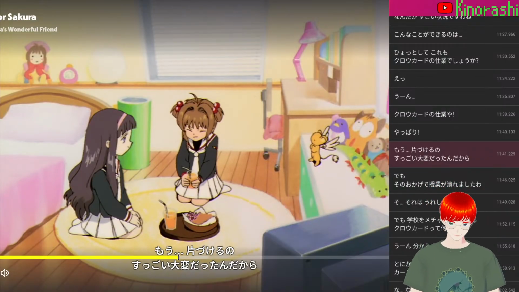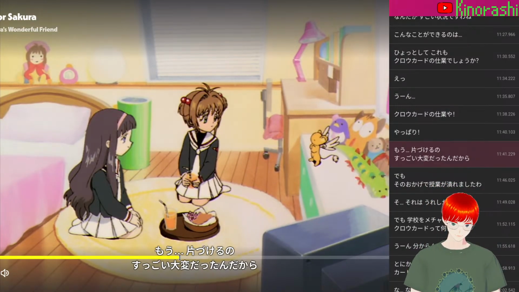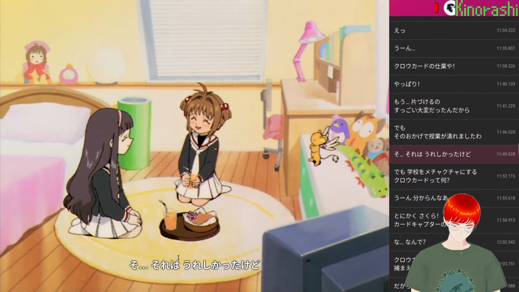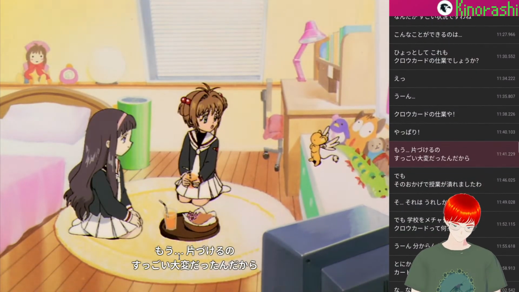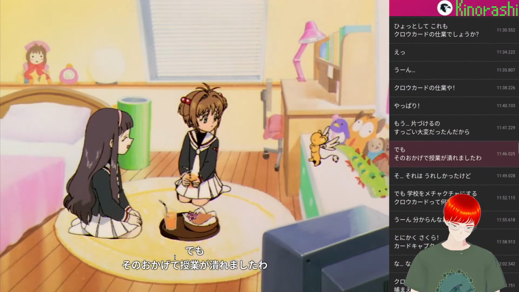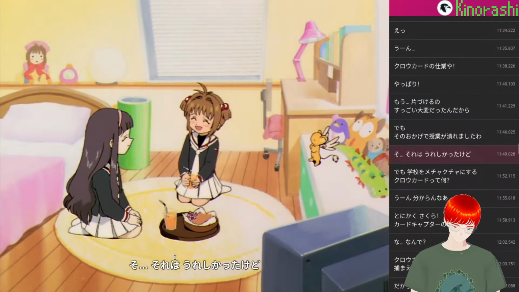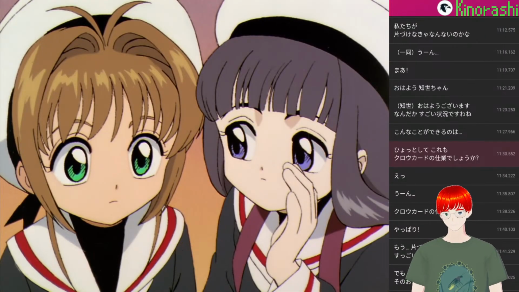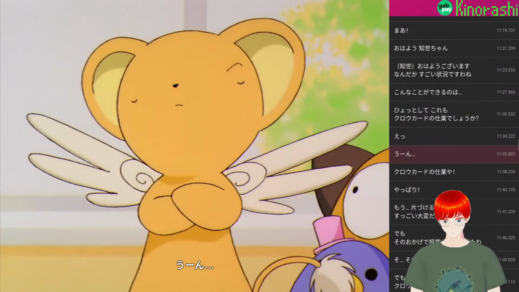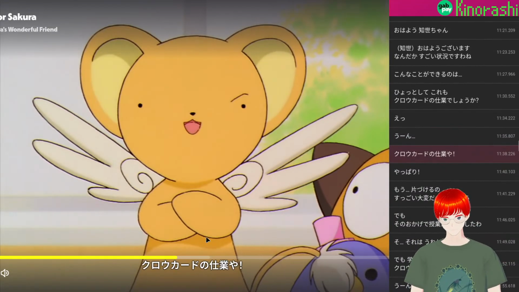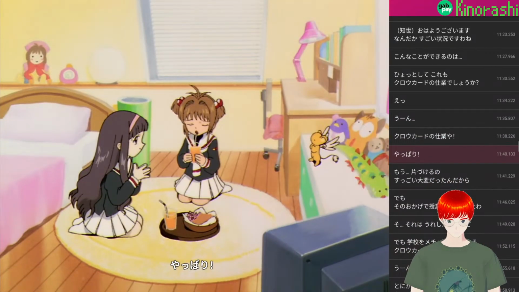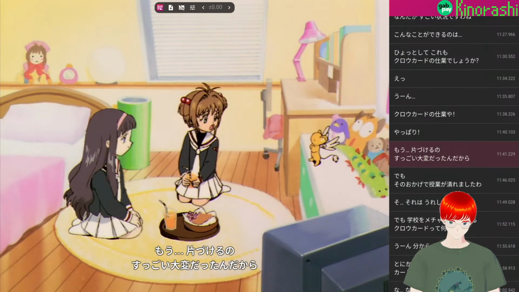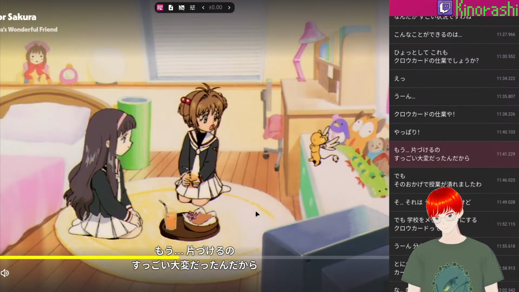Let's see how she says 片 it. 付けるのすっごい大変だったんだから。でもそのおかげで授業が潰れましたわ。それは嬉しかったけど、すっごい大変だったんだから。でもそのおかげで授業が潰れましたわ。それはひょっとしてこれもクローカードの仕業でしょうか？クローカードの仕業や。やっぱり片付けるのすっごい大変。 Okay, so she's saying it's part of the same sentence.